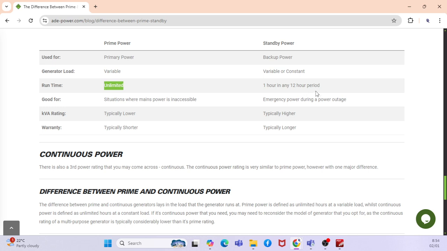For example, if you see this particular standby power, they have mentioned 1 hour in any 12-hour period. So for the duration of 12 hours, the standby generator will run for only 1 hour. So that means very few hours, right? A few periods.